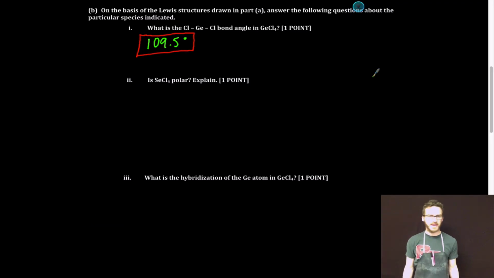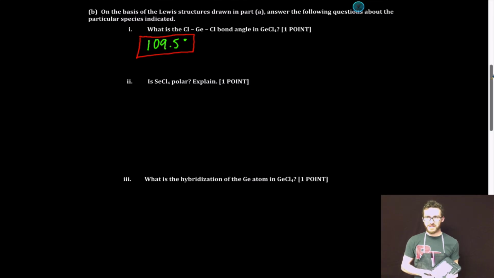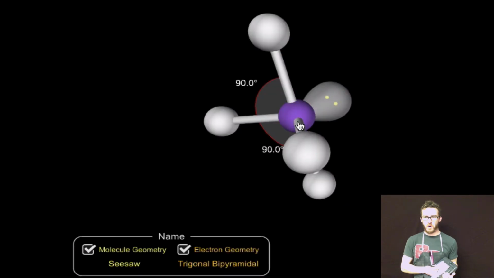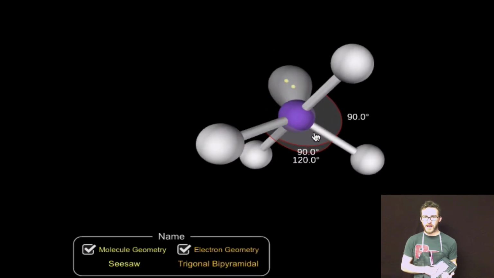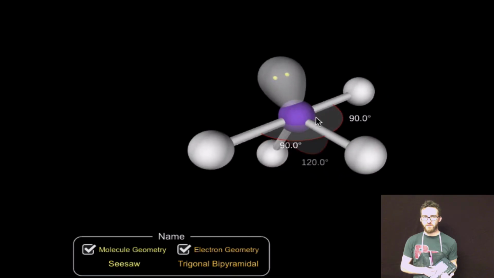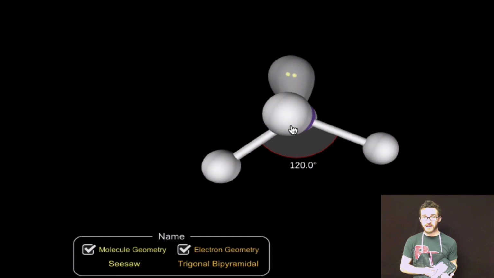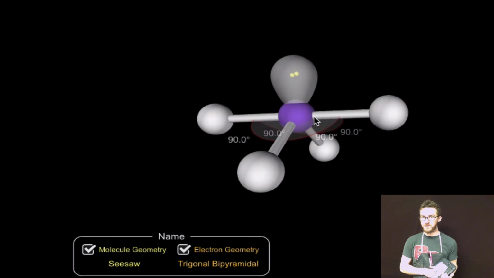Subpart II. Is SeCl4 polar? Explain. All right, let's go back up and take a nifty look at our Lewis structure. Now, when answering questions like this, it's a good idea to have the three-dimensional structure imagined in your brain. And if you're having a hard time imagining, let me build it for you in a PhET simulation. Here we are. SeCl4. Check out those lone pair of electrons and how they affect the geometry of this molecule.